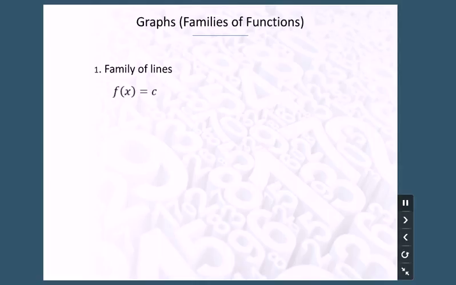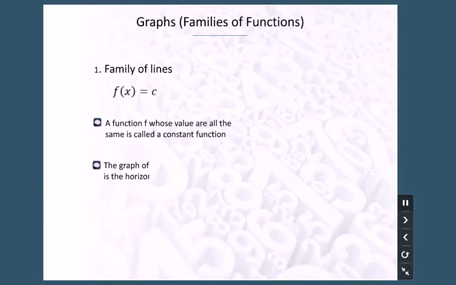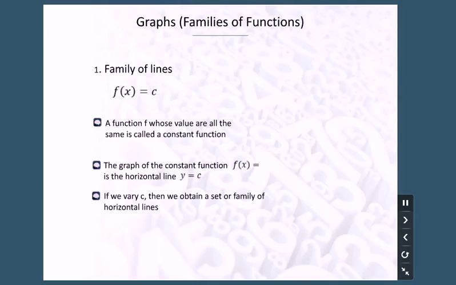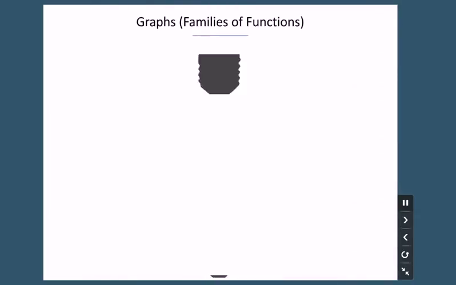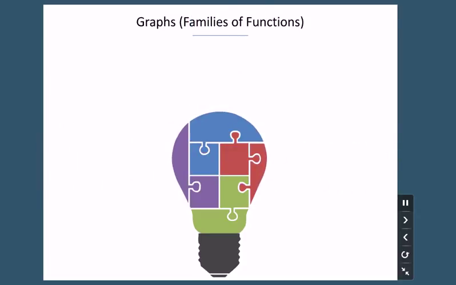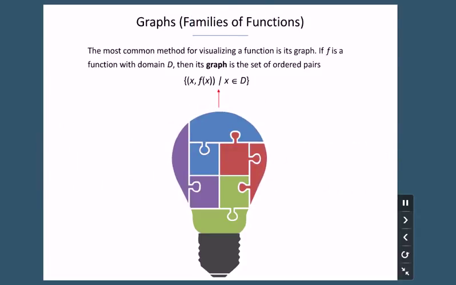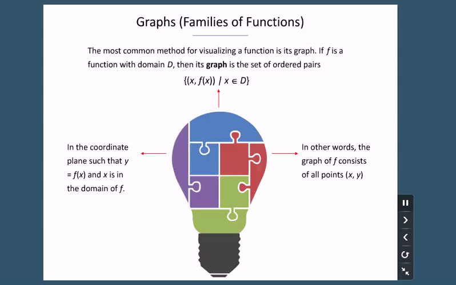Graphs, families of functions. Family of lines. The most common method for visualizing a function is its graph. If f is a function with domain D, then its graph is the set of ordered pairs. In other words, the graph of f consists of all points (x, y) in the coordinate plane such that y equals f(x), and x is in the domain of f.